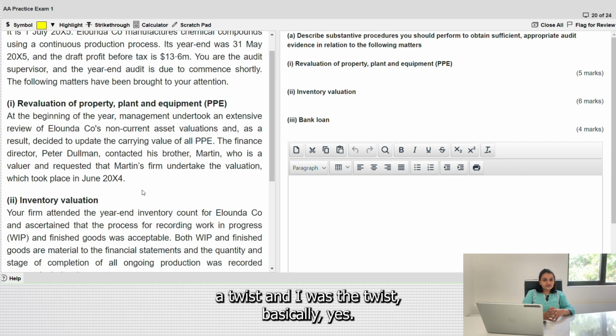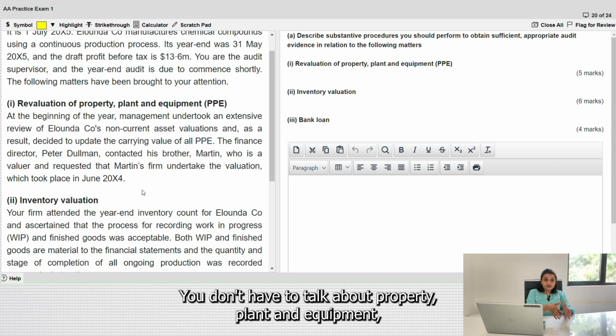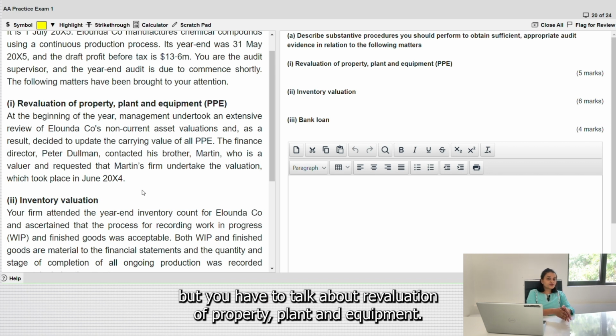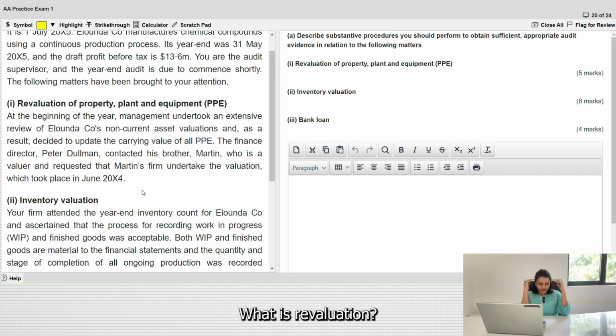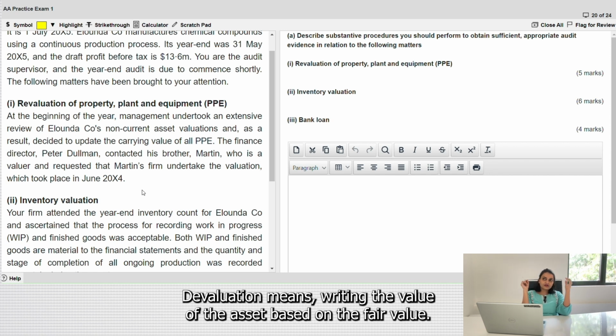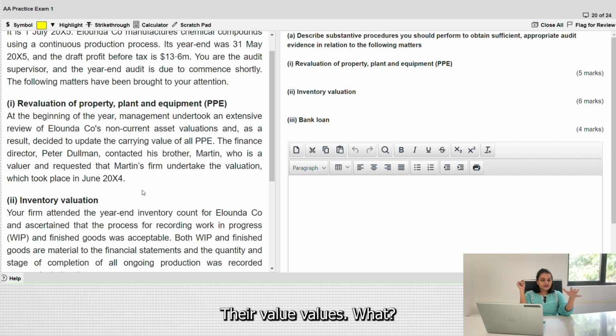Now what's the twist basically? You don't have to talk about property, plant and equipment in general, but you have to talk about revaluation of property, plant and equipment. So simple. Just think logically: what is revaluation? Revaluation means restating the value of the asset based on its fair value. Fair value is nothing but the market value. So now you could talk about calculation.